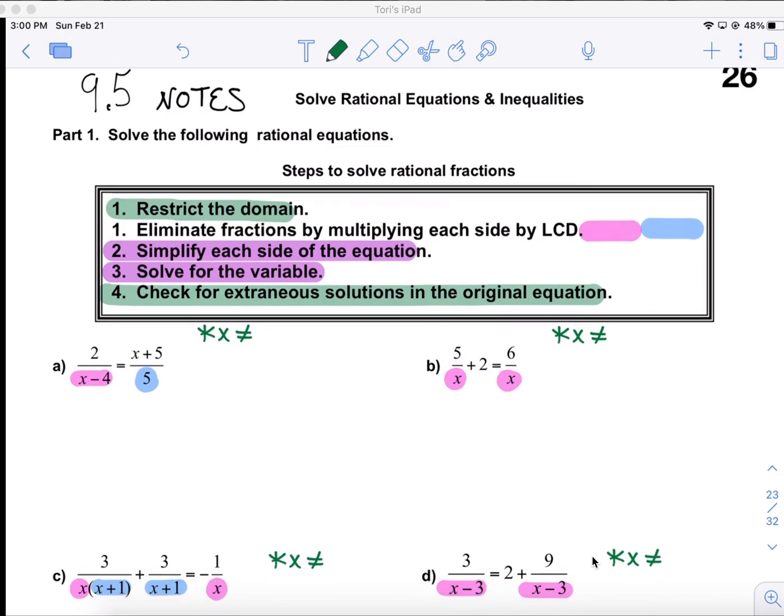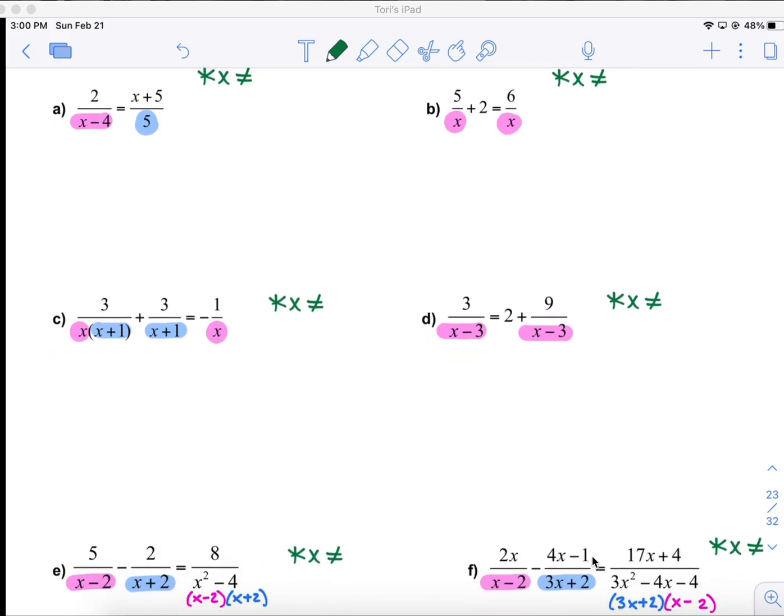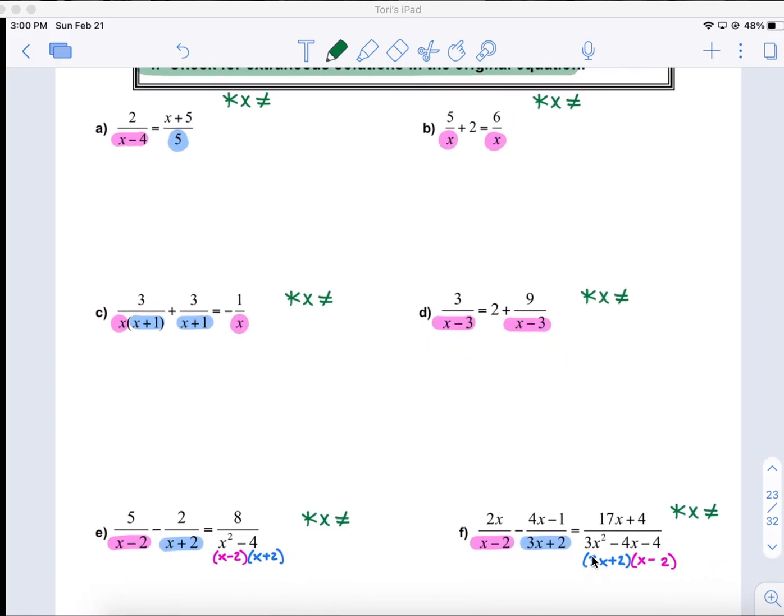Okay, so I want to do that step on all 6 problems first. So if you would, pause the screen and copy what you see. I have a little asterisk and an x does not equal next to every problem, okay?